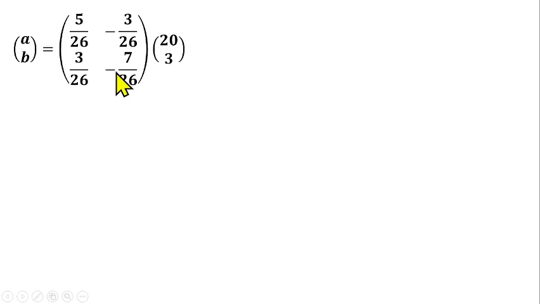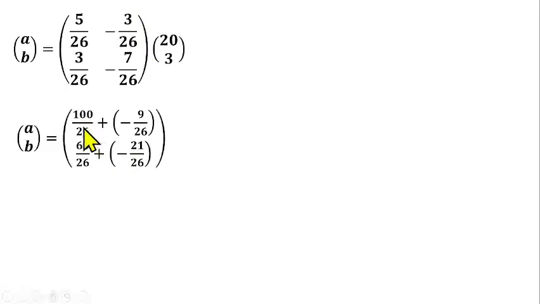So if you do that, you have 5 over 26 times 20, that gives us 100 over 26. Then plus, then minus 3 over 26 times 3, that gives us minus 9 over 26. So that will give us this. So you have 100 over 26 plus minus 9 over 26.